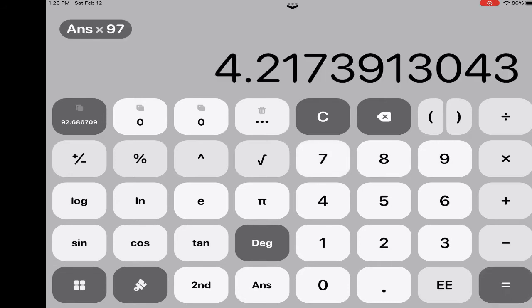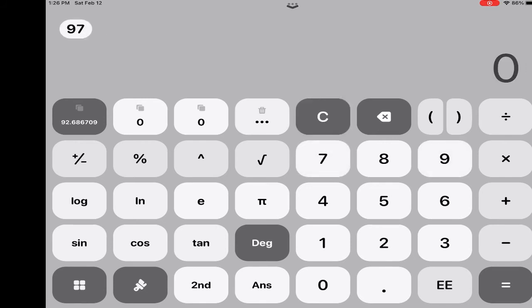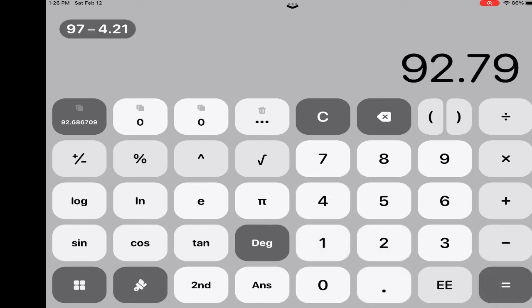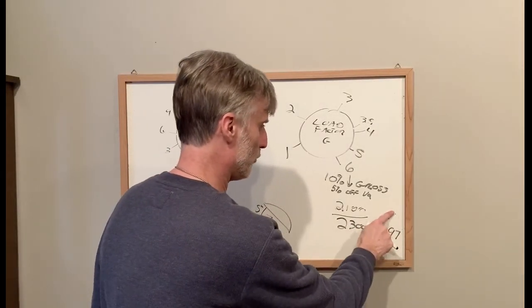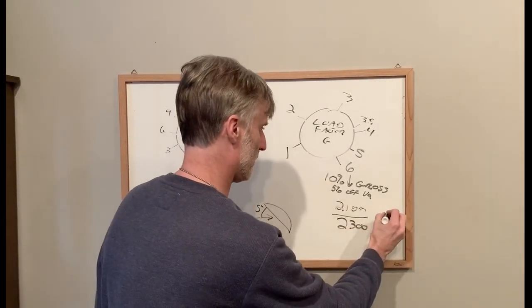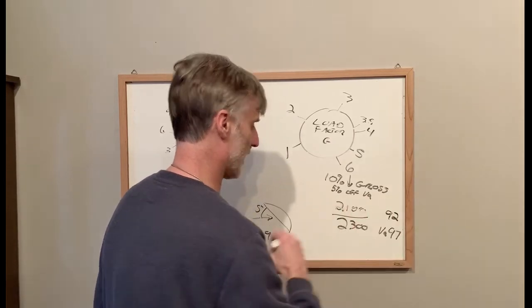So I need to take about 4.21 knots off of maneuvering speed. 97 minus 4.21 is 92.79 knots. Again, I would round down to, well, guess what? 92 knots. So either way, my new maneuvering speed at 2,100 pounds is 92 knots.